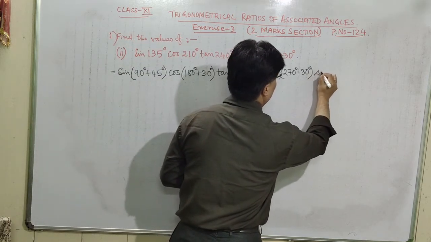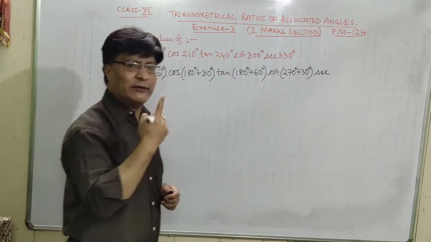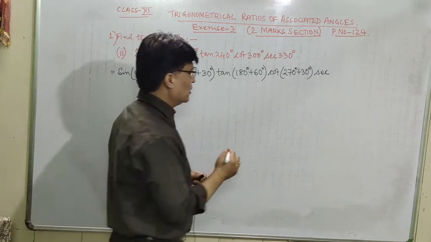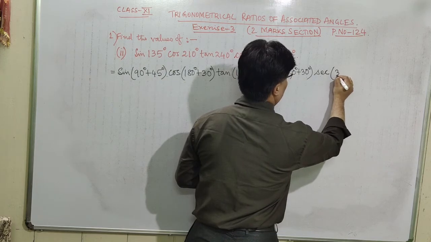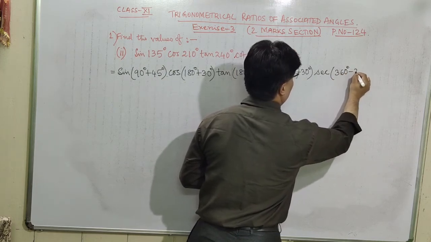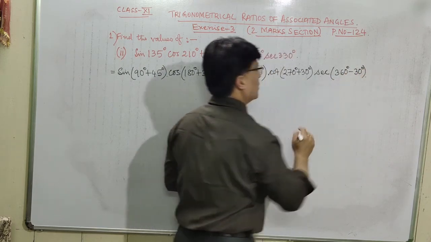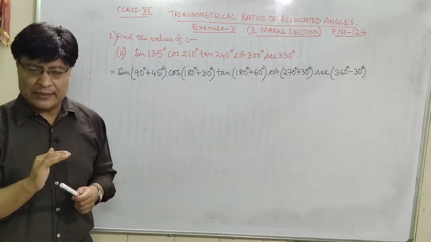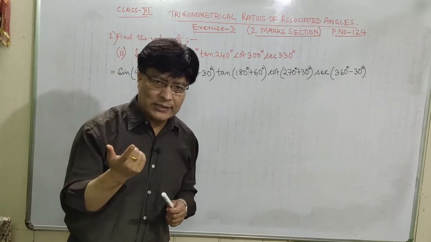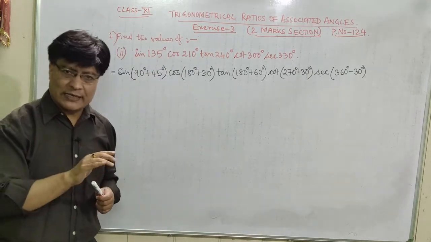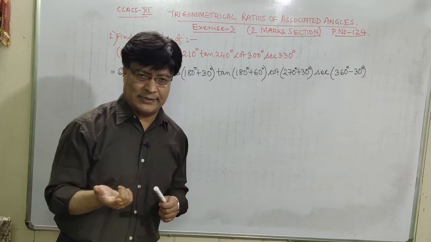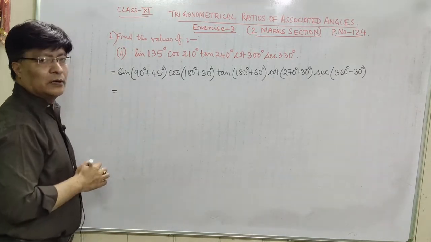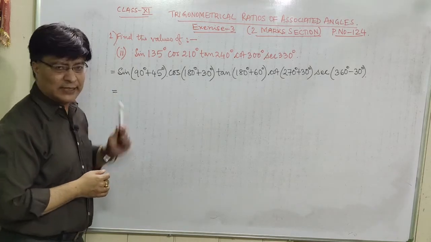And what about sec 330 degree? You may write 360 minus 30, or 270 plus 60. Okay. So let us write here 360 degree minus 30 degree. Only the difference is that if it is an even multiple of 90, trigonometrical ratios do not change. But if it is an odd multiple of 90, the trigonometrical ratio will change.